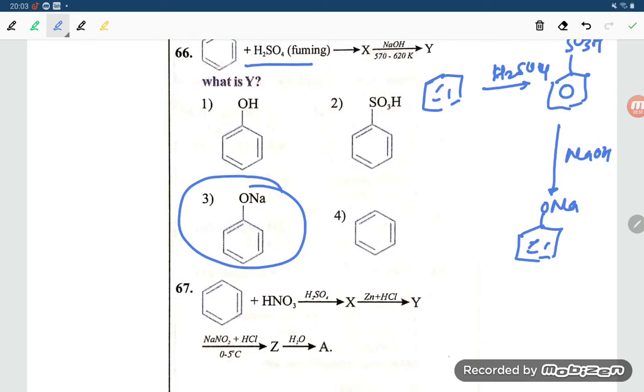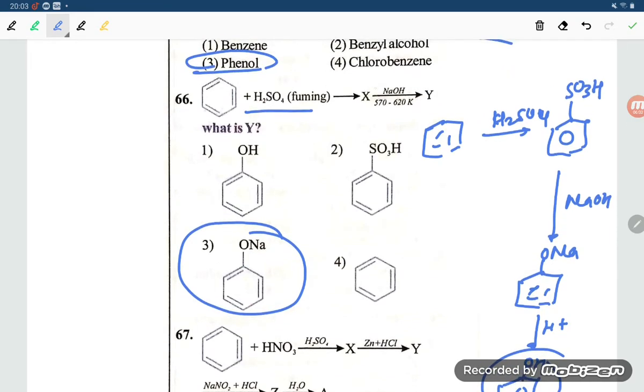Some students write option number 1. Why can we not write option number 1? If you treat this with acid, then it will give OH. But here no second condition is written. Only one reagent is written. So phenol is not possible, only sodium phenoxide is possible.